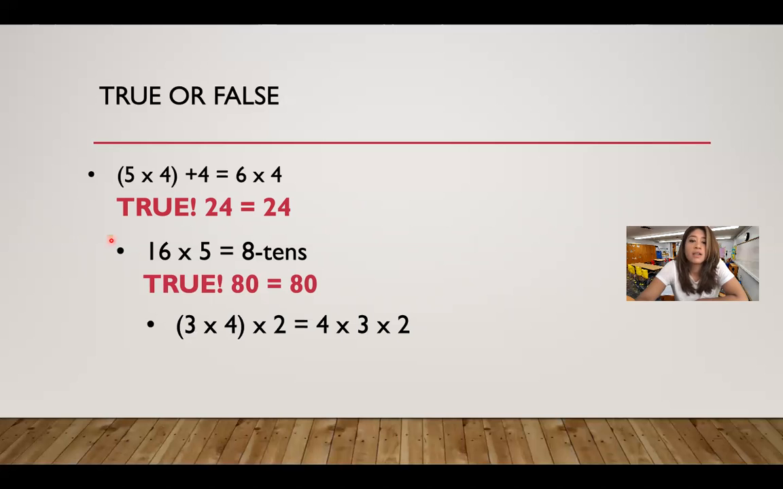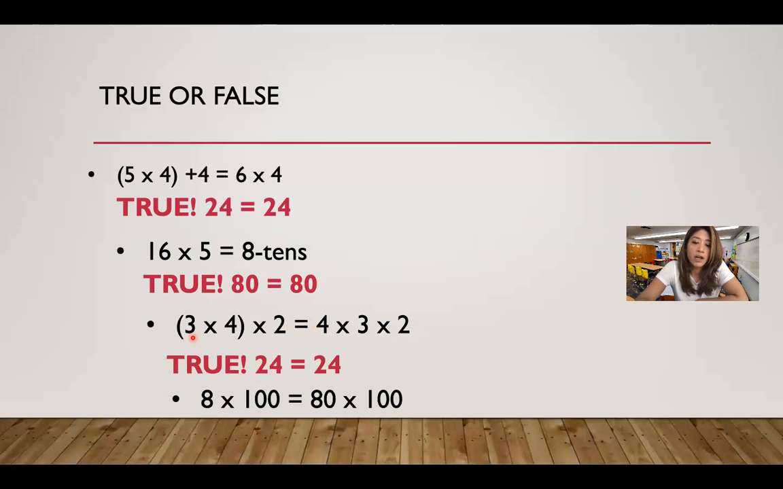Now, you should have been able to see this right off the bat just by looking at the numbers. They're the same exact numbers. They're just shifted. They're in different positions. That is true. If you solved, you should have gotten 24 equals 24.